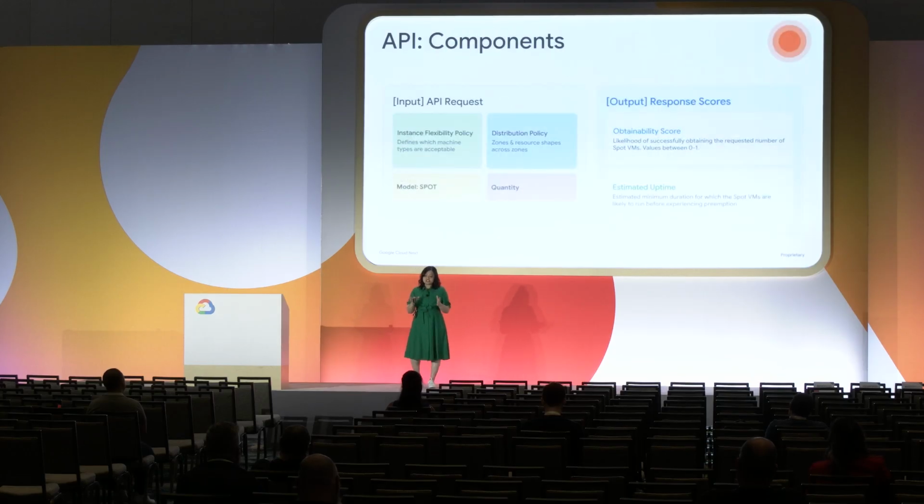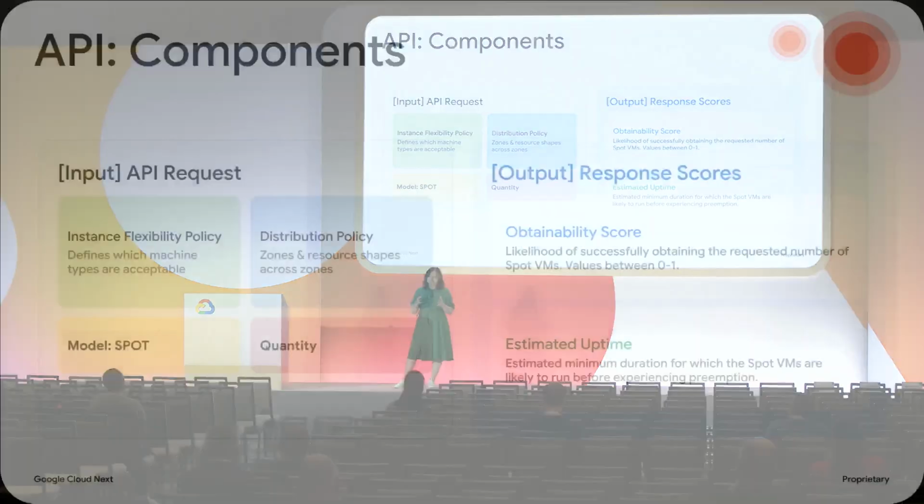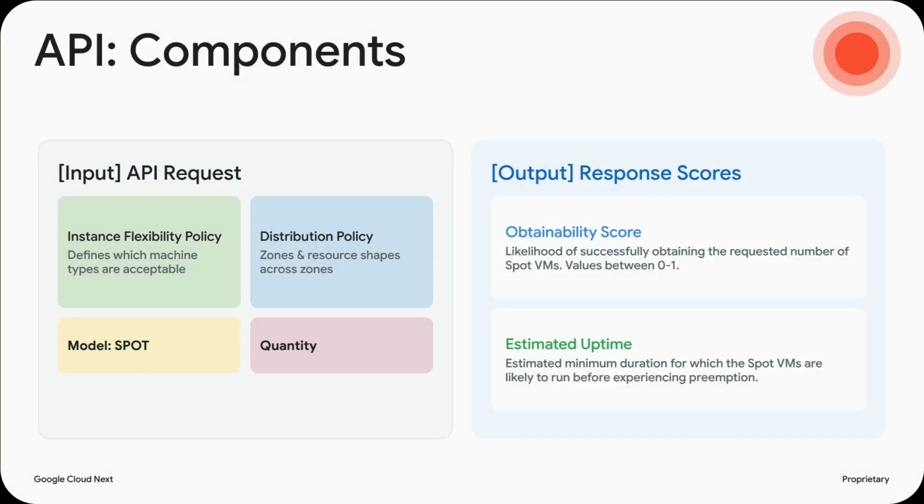So Capacity Advisor for Spot, first of all, offers an intuitive yet powerful API that provides real-time guidance on capacity obtainability and likelihood of preemption. Let's look at the components of this API. So on the left are the inputs. You describe what you're looking for. So you describe your instance flexibility policy. Again, think back to how Satish explained the concentric circles of flexibility. This is where we codify them.